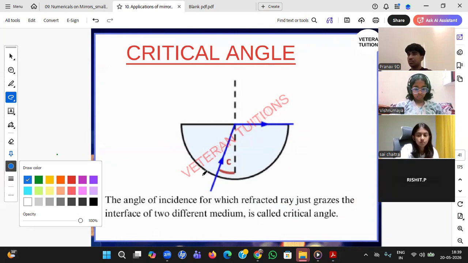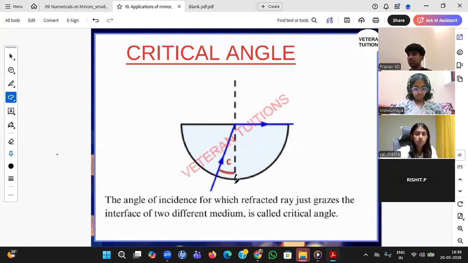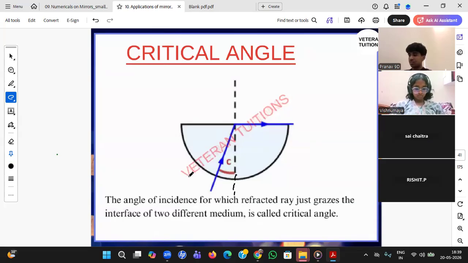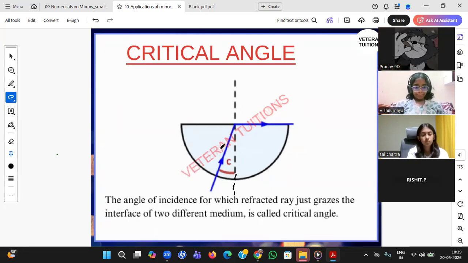Yes, Yashashvi, go ahead. Sir, if the angle of incidence is greater than the angle of refraction, then the refracted angle will not pass to the rarer medium, sir. Okay, that's probably not right.